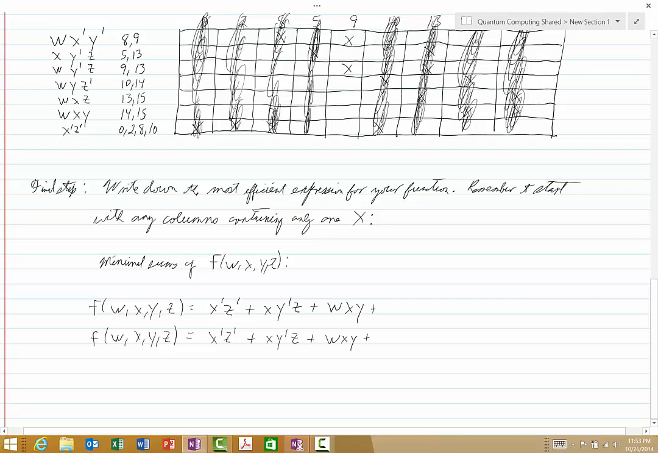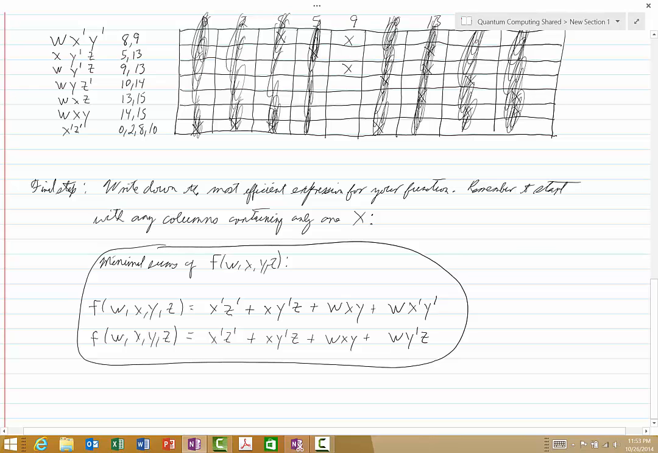And you could choose whichever one you wished. The first one will include w x prime y prime, and the second one would be w y prime z. And what I'm saying here, just to make sure it's clear, although these two functional expressions look different, they are actually exactly the same function.